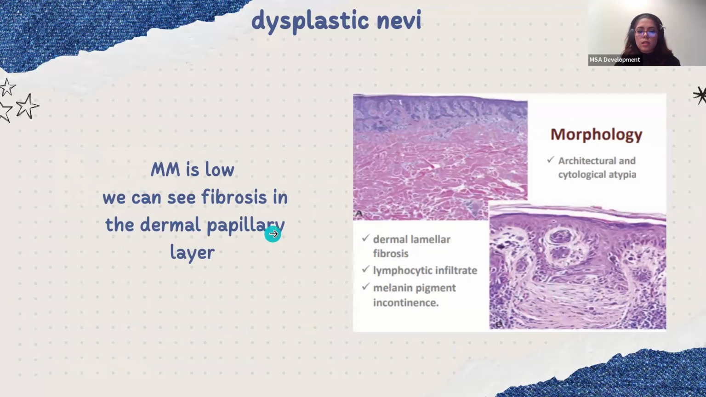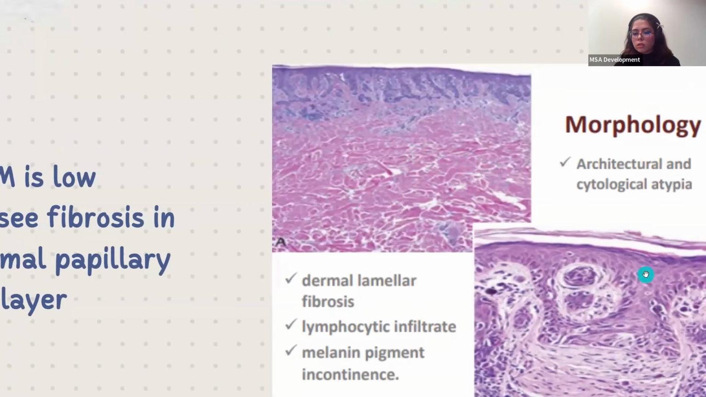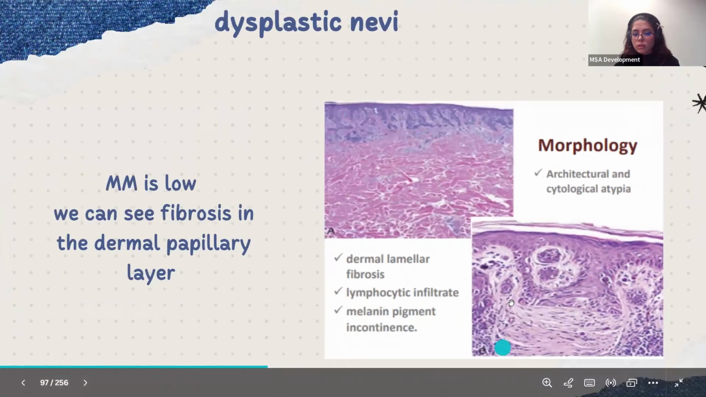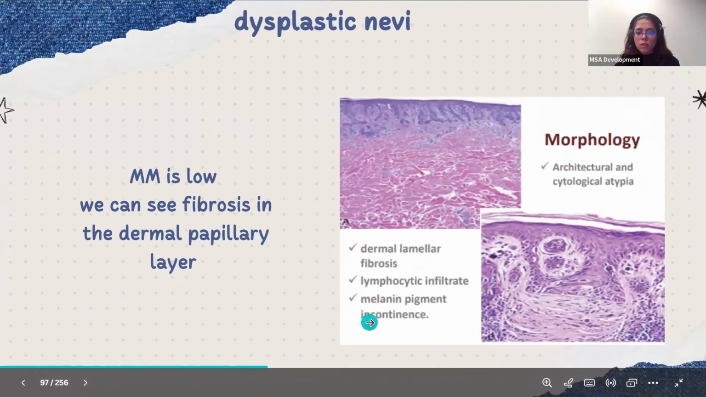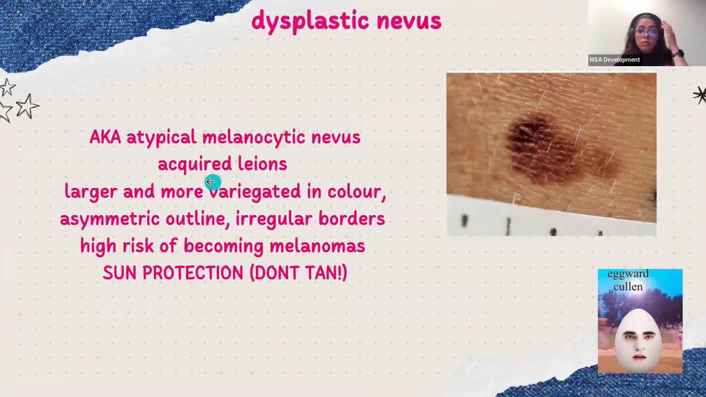You can see fibrosis in the dermopapillary layer. Okay, where is it? Fibrosis specifically here. Okay. Lymphocytic infiltrate, melanin pigment incontinence. Yeah. Okay. Dysplastic nevus, another name for it, is atypical melanocytic nevus.